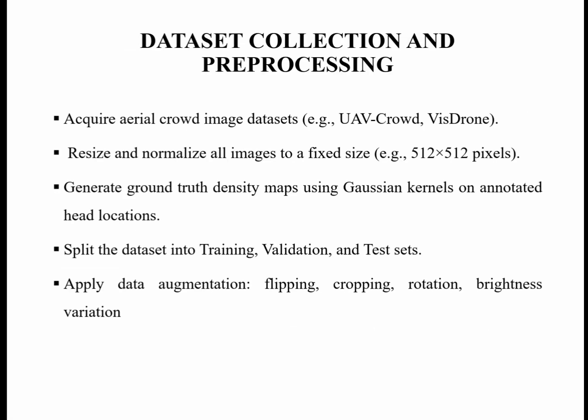Dataset collection and pre-processing. For this project, we use aerial crowd datasets such as UAV crowd and VisDrone. The pre-processing steps include resizing images to a fixed size, normalizing pixel values, splitting the dataset into training, validation, and testing sets, and applying augmentations like flipping, cropping, rotation, and brightness adjustment. These steps improve model accuracy and generalization.